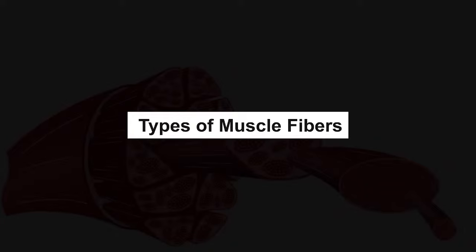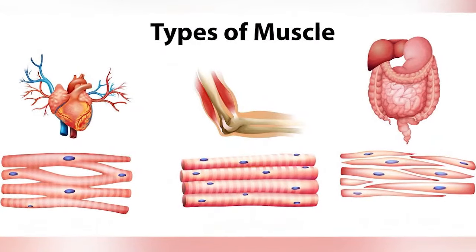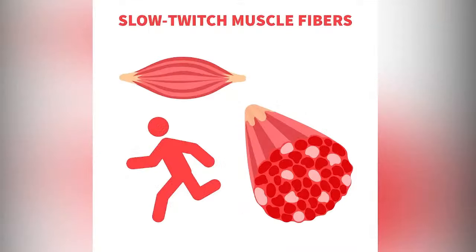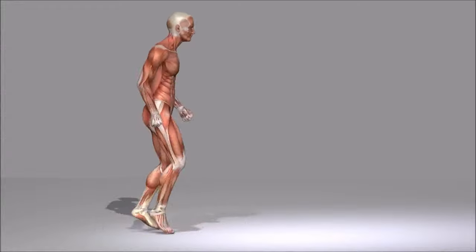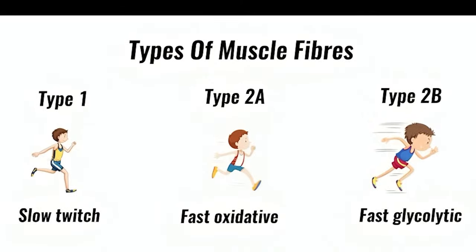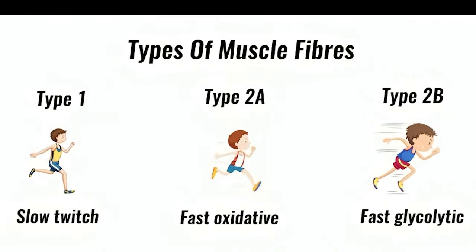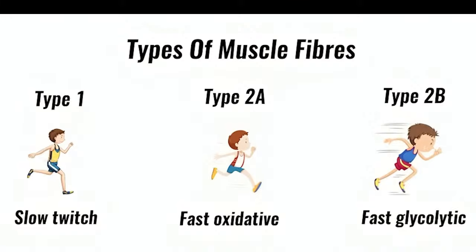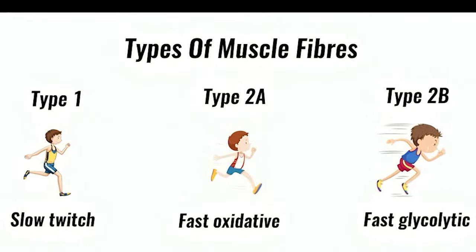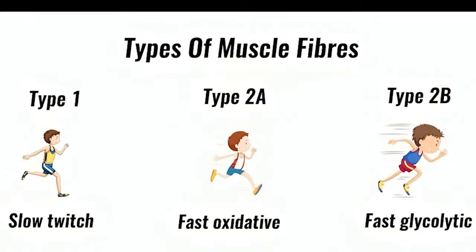Types of muscle fibers. Muscles come in different styles, each good for different activities. Type 1, slow twitch fibers, are slow and steady, great for endurance like marathon running. Type 2A, fast twitch endurance fibers, are a bit faster and still last long. Type 2B, fast twitch power fibers, are super fast and strong, perfect for sprinting, but they tire quickly.